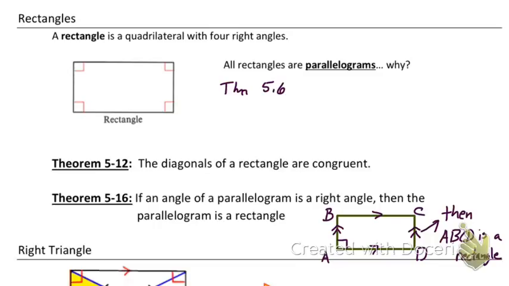Yeah? Why is that a rectangle and not a square? A rectangle can be a square. A square is a specific type of rectangle. Kind of like all thumbs are fingers, and all fingers aren't thumbs. All thumbs are fingers, but not all fingers are thumbs. It's the same thing with rectangles.